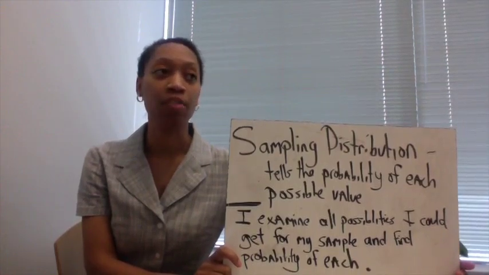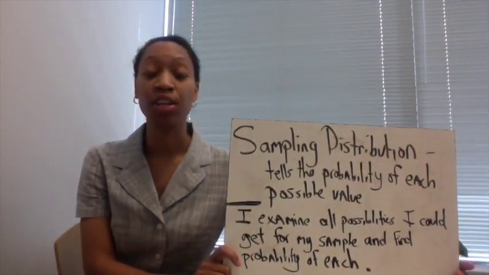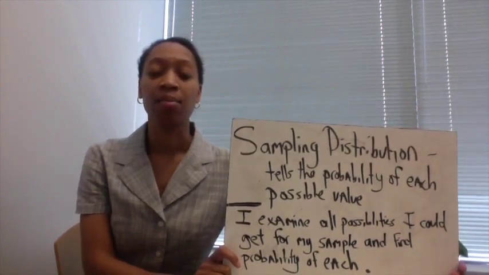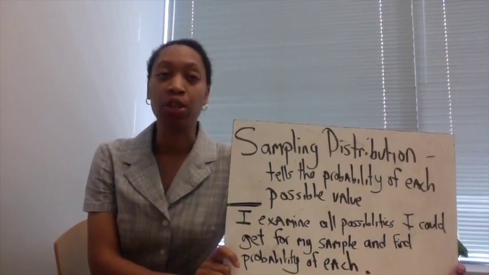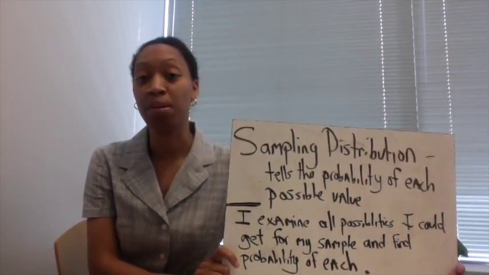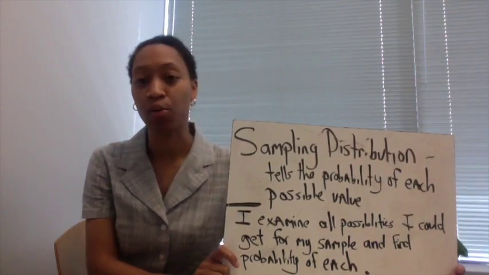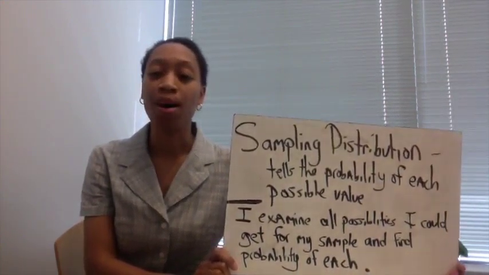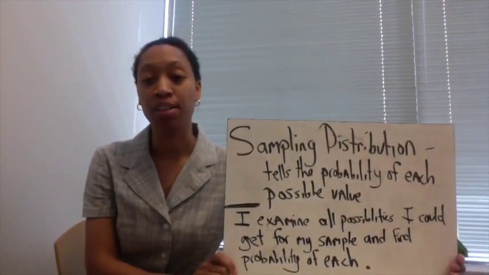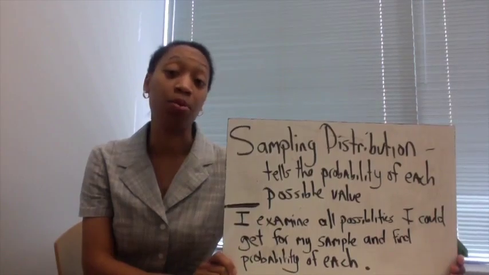So for example, let's say that in my example here, I'm choosing a group of 10. If I were to list out all the possibilities with me choosing a group of 10, perhaps I choose 10 people who all say no. Perhaps one person says yes and 9 people say no, or 2 people say yes and 8 people say no. I can list out all the possibilities and I can find the probability of each one of those happening. If I were to do that, that is a sampling distribution.